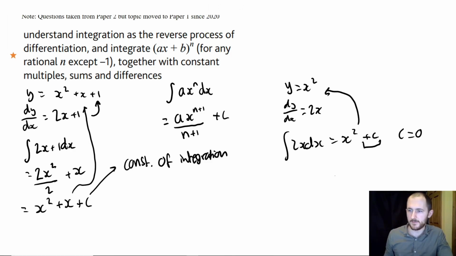This thing here, if there are no numbers on the top, so 2 and 1 for example, if there are no numbers, it's called an indefinite integral.